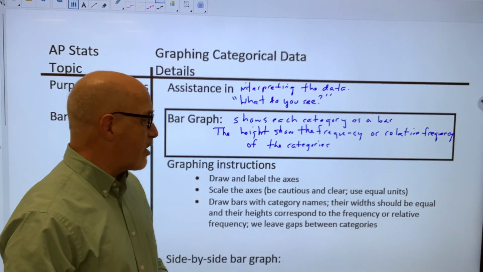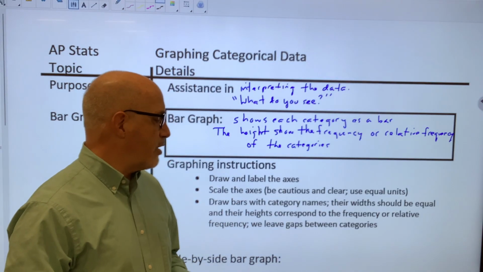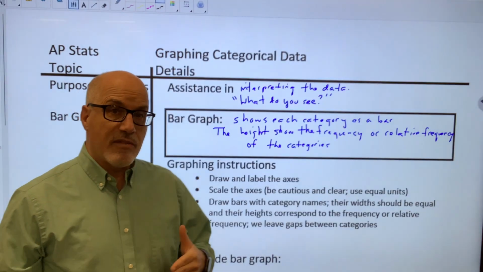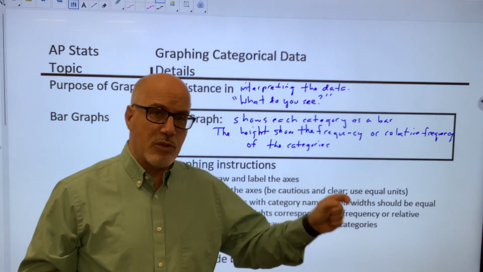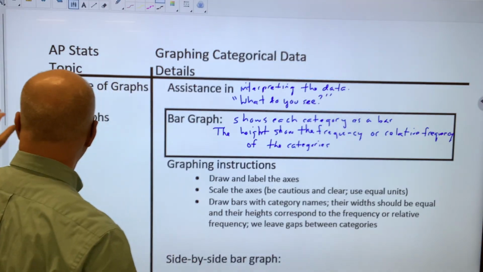Draw the bars with category names. Their width should be equal and their height should correspond to the frequency or relative frequency. With bar graphs, you leave gaps between the bars to show distinction between the different categories.